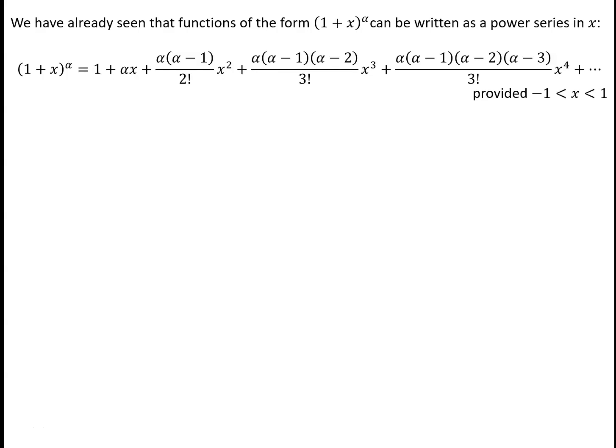And we obtained the fact that (1 + x)^α can be written as 1 + αx + α(α − 1)/2! x² + α(α − 1)(α − 2)/3! x³, and so on. But this series was only valid if x lay between −1 and 1.